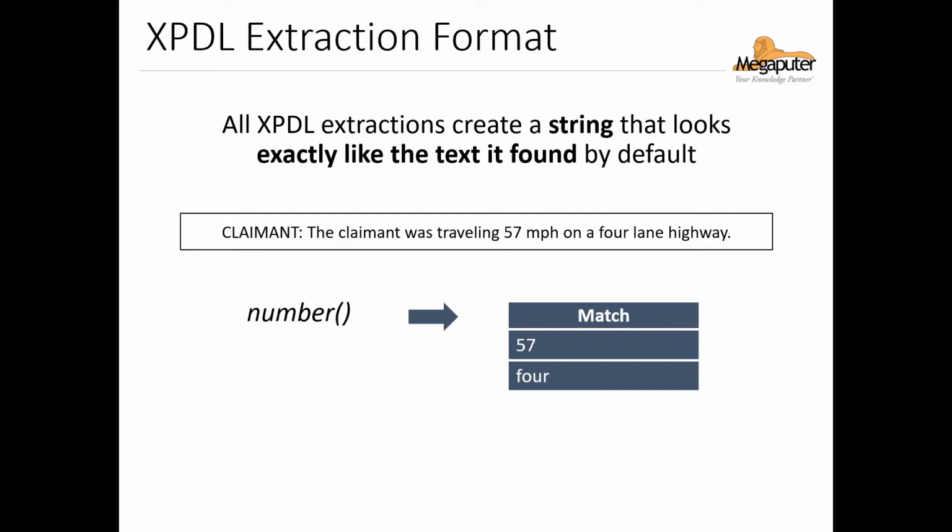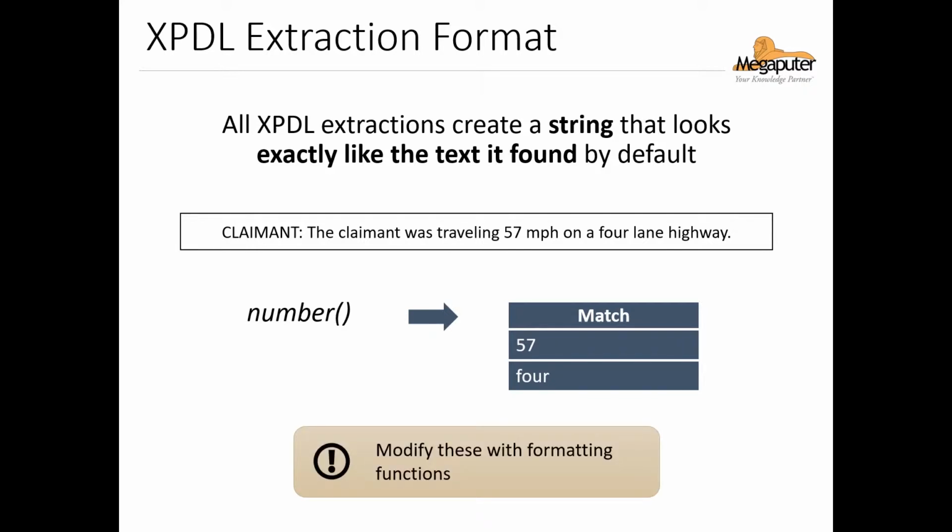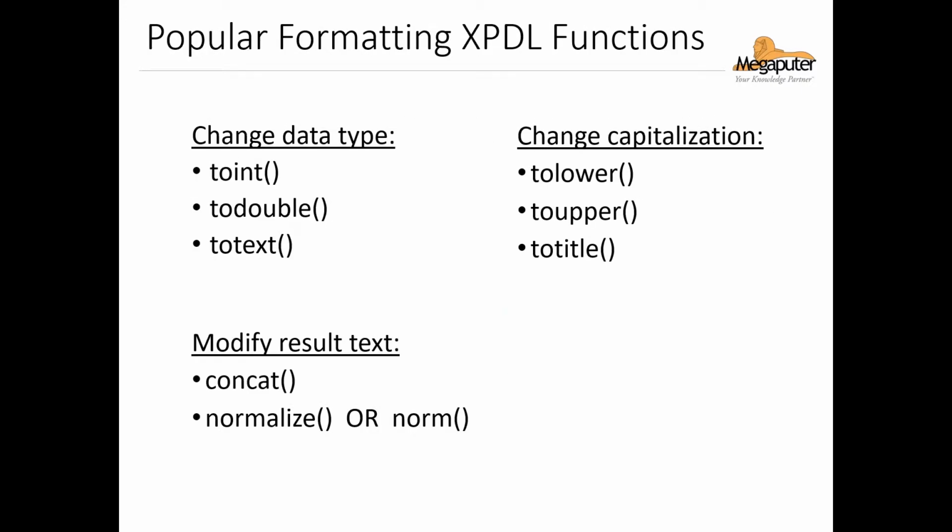If we wish to use this for further analysis, it'll be useful to have them both in the same format, whatever we choose that to be. So we can modify those with formatting functions that we write into our XPDL code. Now here's a summary of some of the more popular formatting functions in XPDL. You can see that these functions perform a variety of formatting tasks, like changing the data type, changing the capitalization, and even modifying the resulting text.